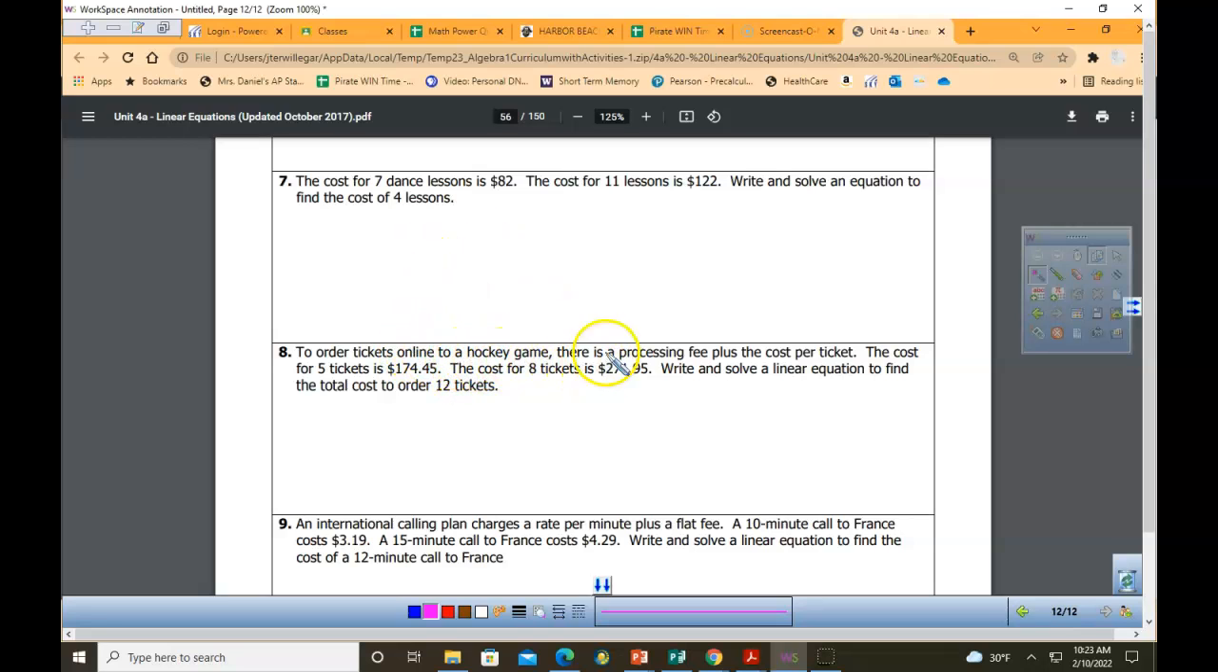To order tickets to a hockey game, there's a processing fee plus cost per ticket. The cost for 5 tickets is $174.45. So that gives us our first point of 5, 174.45. The cost for 8 tickets is $271.95. So that gives us our next point. So now we want to figure out, when there's 12 tickets, how much money do we need?